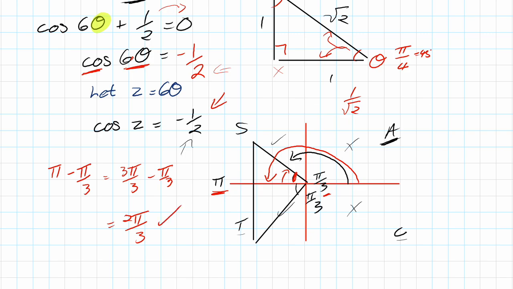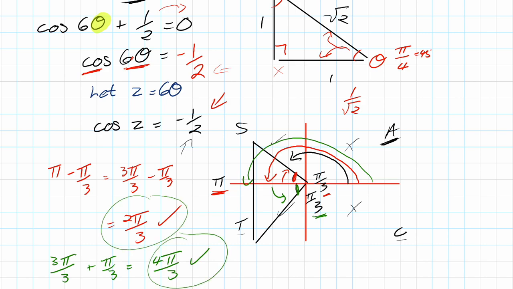I can also use that exact same fact. I'm going to go all the way to pi, and then this angle here, well, that's just going past it, pi over 3. Same concept. 3 pi over 3, that's the same as pi, plus pi over 3 is 4 pi over 3. There we go. We got two angles, one of them and the other one.